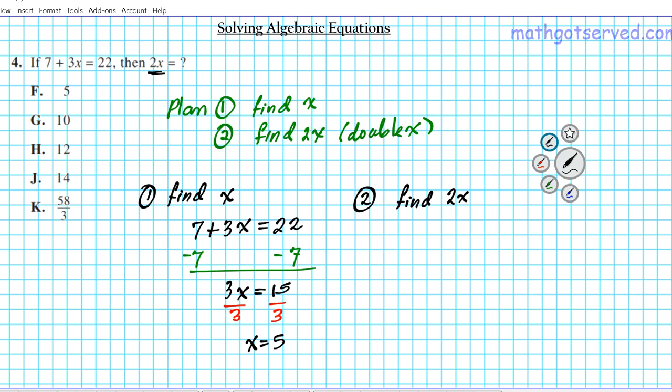So the key takeaway from this problem is read the question carefully. Make sure you're answering what the question is asking, not answering what you feel the question is asking. All right? So let's go ahead and do that.